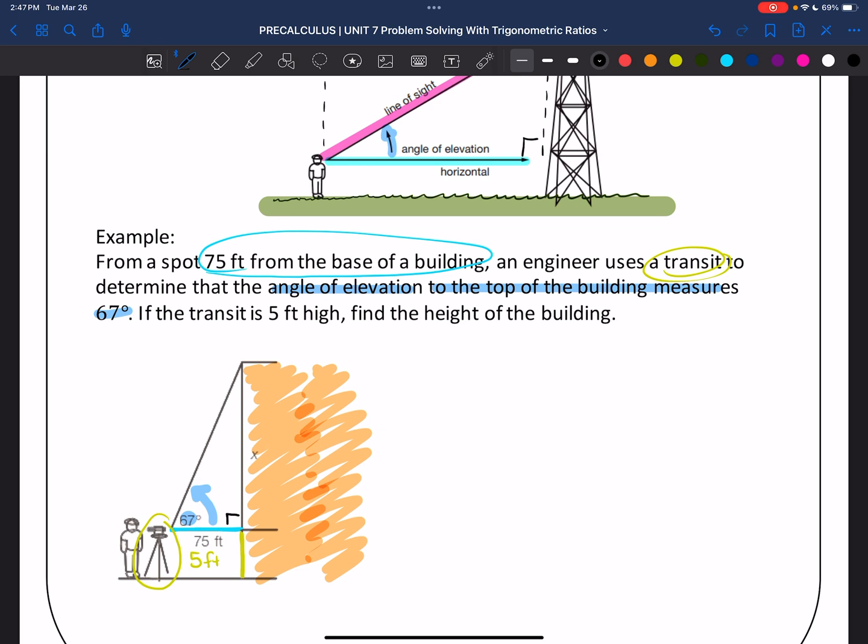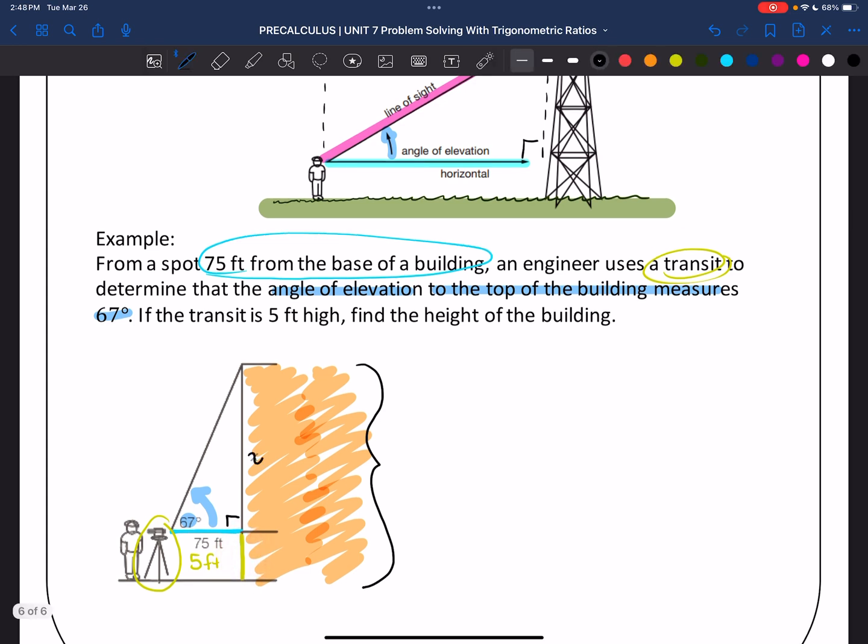Notice that what we have created here is a right triangle with our angle of elevation and then the side of our building. We want to know the total height of our building. We know this portion of our building is 5 feet. But what we need to find is this other component right here, from the horizontal all the way to the top of the building. We need to find that using our trigonometric ratio. So let's go ahead and begin.